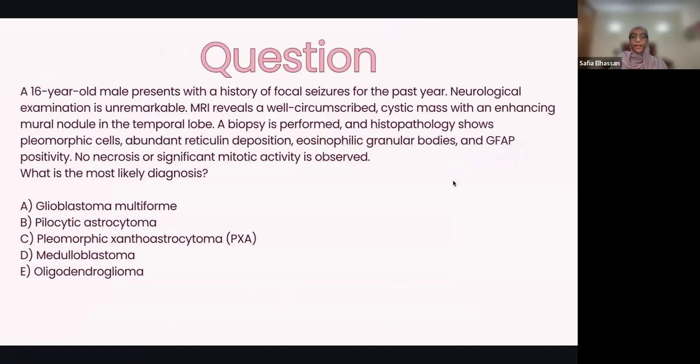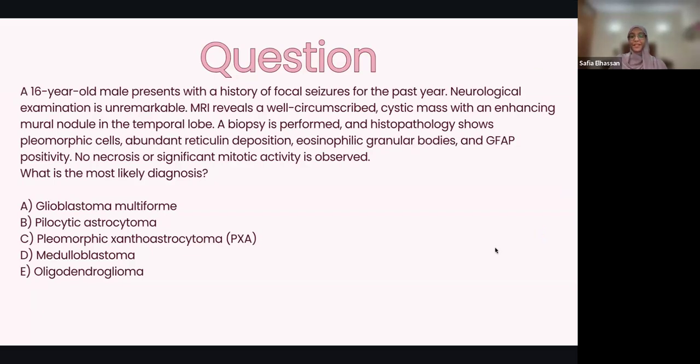Okay. A 16-year-old male presents with a history of focal seizures for the past year. Neurological examination is unremarkable. MRI reveals a well-circumscribed cystic mass with an enhancing neural nodule in the temporal lobe. A biopsy is performed, and histopathology shows pleomorphic cells, abundant reticulin deposition, eosinophilic granular bodies, and GFAP positivity. No necrosis or significant mitotic activity is observed. What is the most likely diagnosis? A. Glioblastoma multiforme, B. Pilocytic astrocytoma, C. Pleomorphic xanthoastrocytoma, D. Medulloblastoma, or E. Oligodendroglioma.